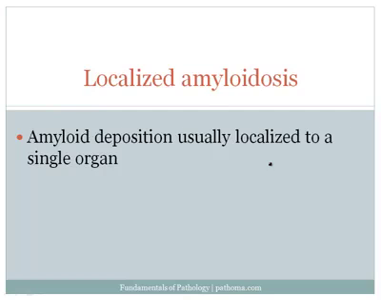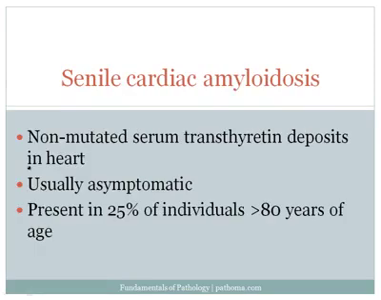Now that was the discussion of systemic amyloidosis, and now I want to talk about localized amyloidosis. The word localized basically refers to the fact that the amyloid deposition is localized to a single organ or a single tissue in the body. The first and classic example of localized amyloidosis is senile cardiac amyloidosis.